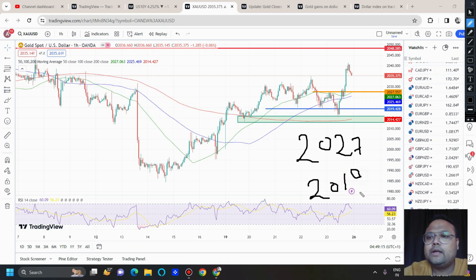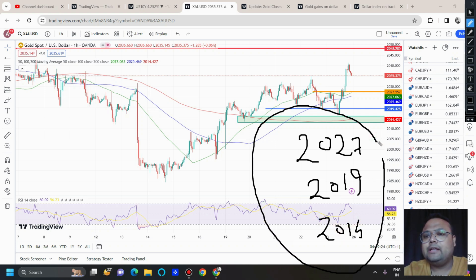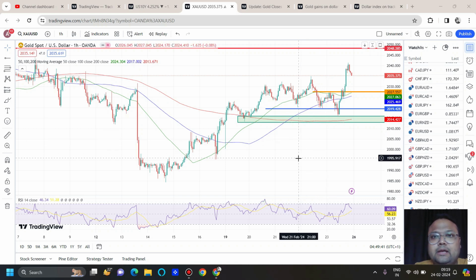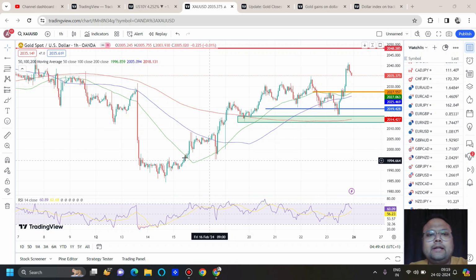Okay, 2019, and then we have around 2014. So these are the three levels or three support levels where you can look for buy on Monday. You can see 2017, this is the 2019 level, and then 2014. So precisely it starts from 2015-16 and ends at 2013, around 2014. Okay, now let's try to understand.